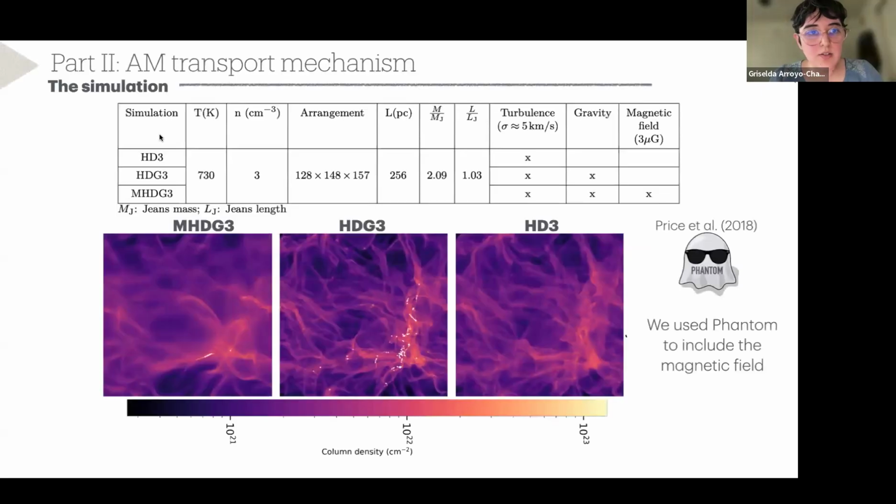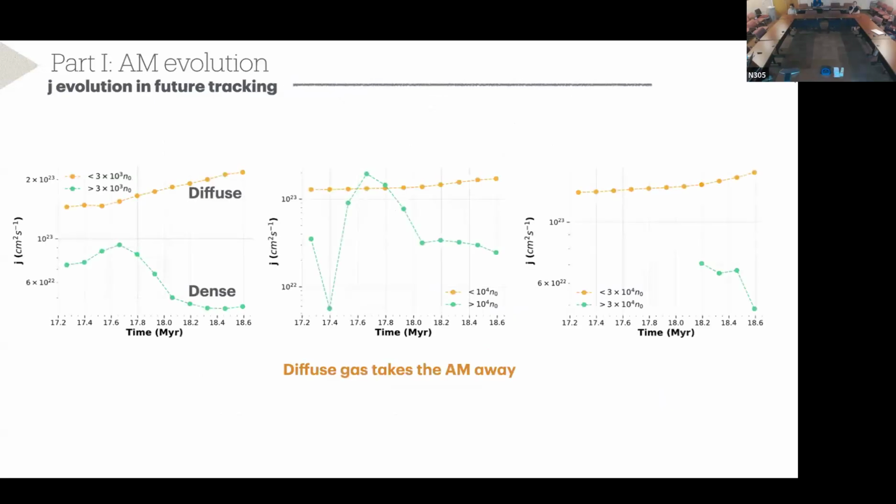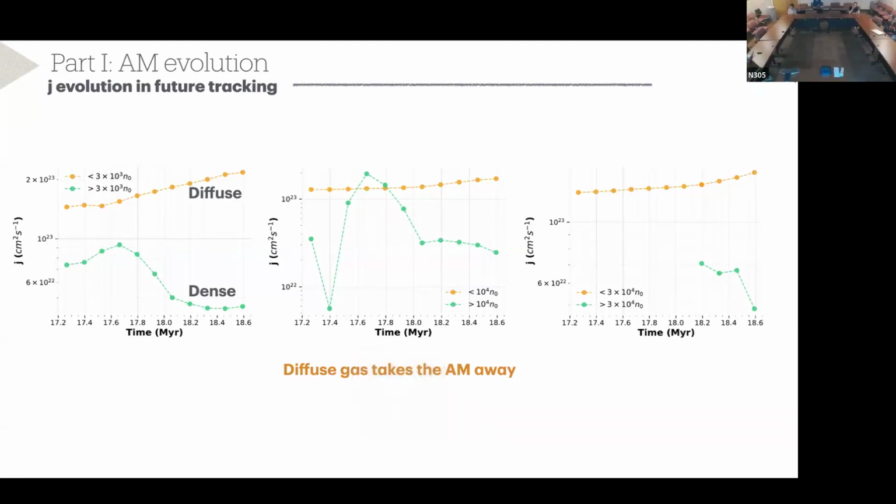Yeah, that's really great how well it reproduces the slope. I was just wondering if you have a prediction, would there be diffuse gas escaping that you could see with radio or UV or something? Sorry, can you repeat the question? Well, I think you said that the angular momentum is being carried away by this diffuse component, and I was wondering if that could be observed, or is it too low?